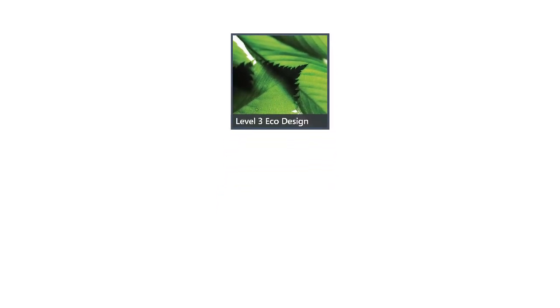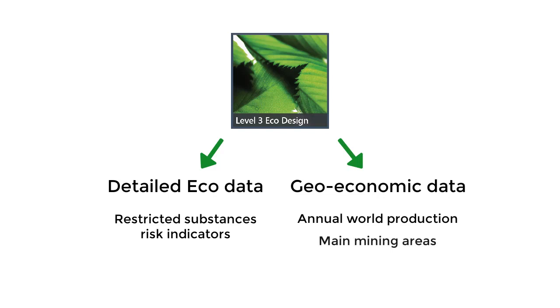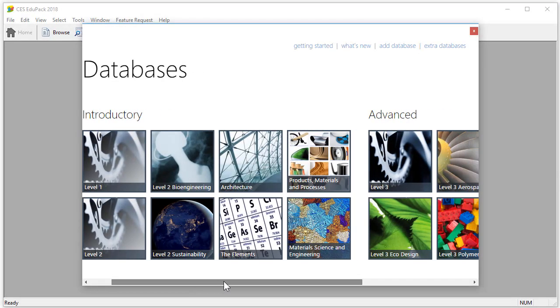In this video tutorial, we will look at the different features available in the Level 3 Ecodesign database. The Level 3 Ecodesign database contains detailed ecodata such as restricted substances risk indicators as well as geoeconomic data. So let's open the Level 3 Ecodesign database in the Advanced section.